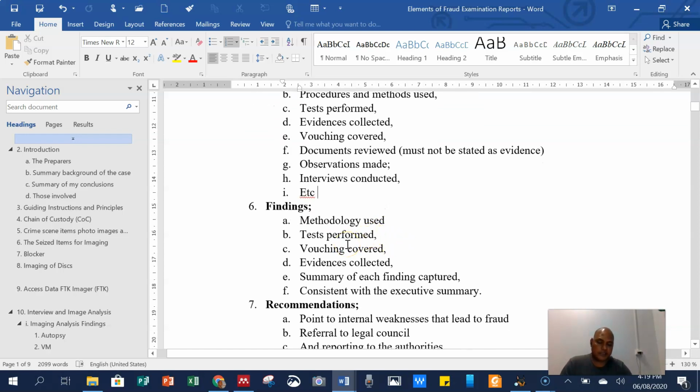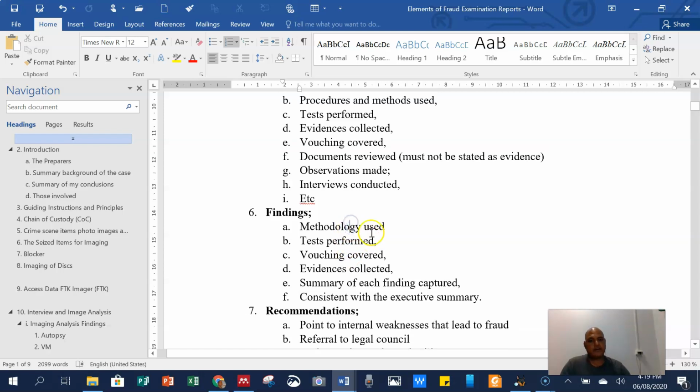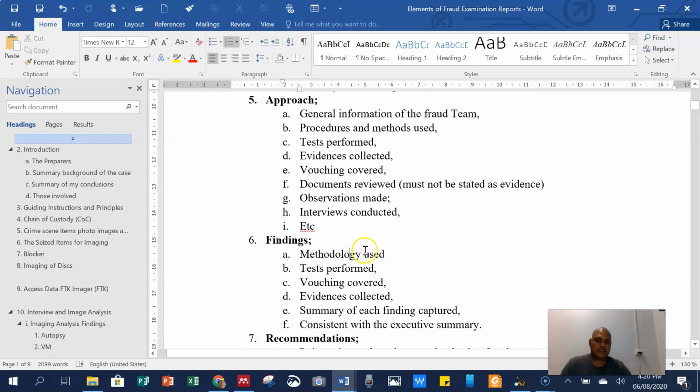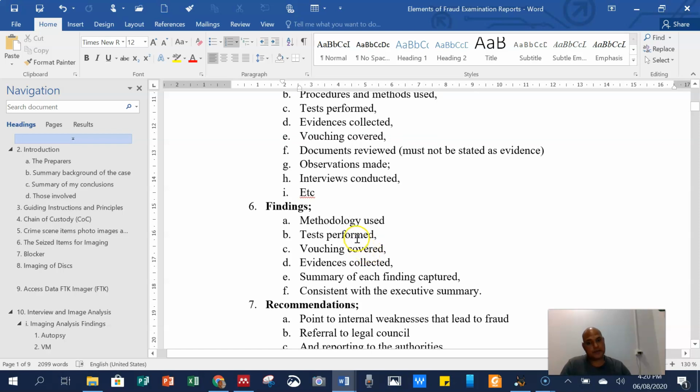So section number 6 is about findings. Before the findings, reiterate the methodology used, or if you think it's very repetitive, we can get rid of it because it's been covered by the approach and executive summary. And the detailed test performed, we also discussed there. So if you think it is very repetitive, we can also reduce the test performed in B.